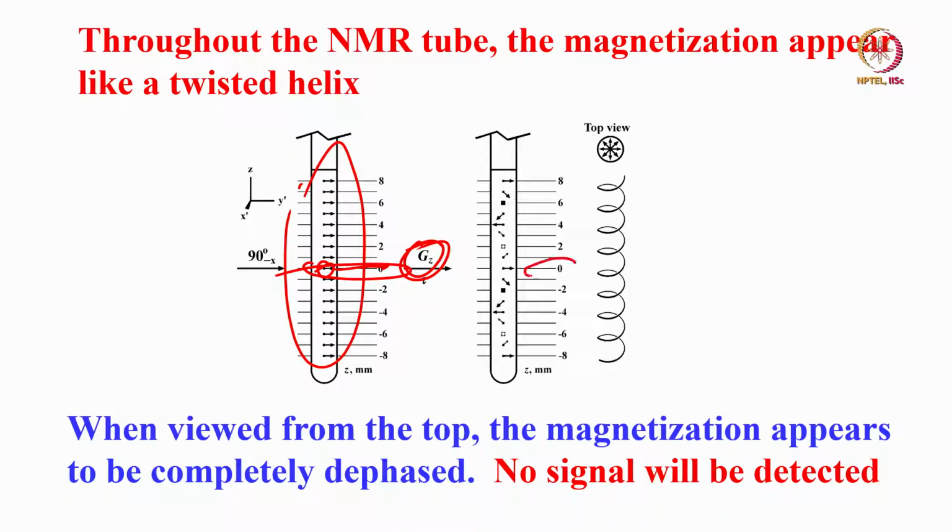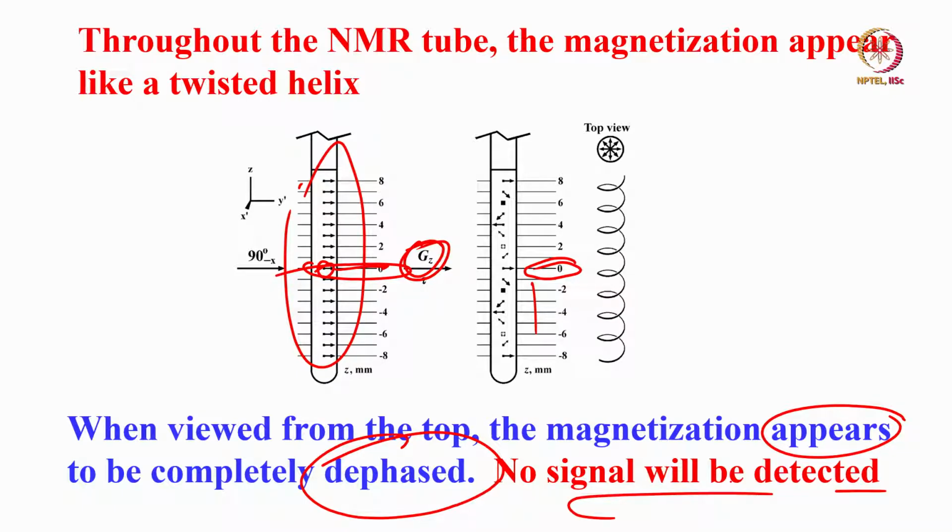The spins aligned at 0 will not precess because they are on resonance. But look at this, the spins which are above and below start rotating. One is faster here and slower here. And when you view from the top of the magnet, the top view is like this, as if it is rotating like this. For the entire tube of the sample, it is going like this. That means when you view it from the top, the magnetization appears to be completely dephased and no signal will be detected. That is important.